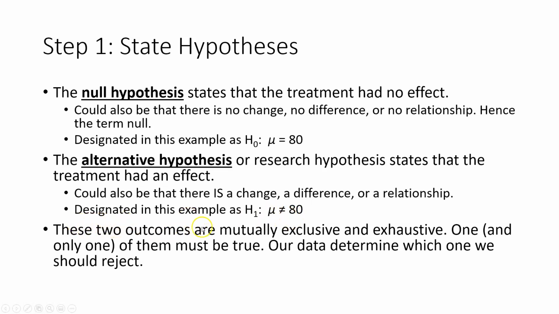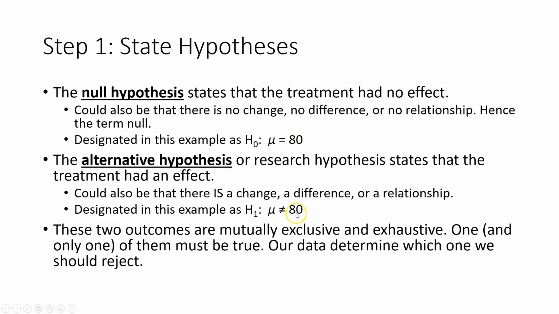So these two outcomes are mutually exclusive and exhaustive. One and only one of these two statements must be true. The mean of your population, the reason why we designate this as mu instead of the mean, M, capital italicized M, is because we're hypothesizing something about that imaginary population. We're never going to treat the whole population, but we're making a guess about that whole population. And so we're saying here that the population of people who've received electrical stimulation is either equal to 80 or it's not equal to 80.